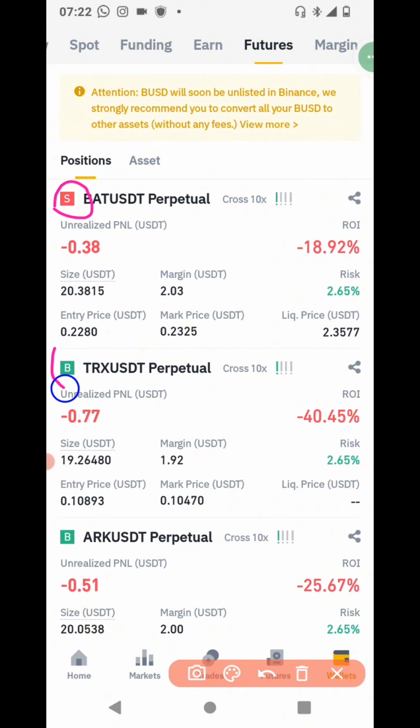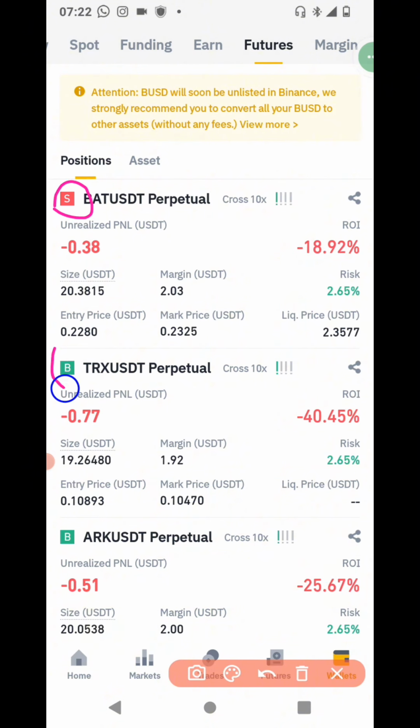Now our predictions for these two coins that are being traded are different. They are different because our analysis and predictions are different. For the BAT USDT, what we're saying is we are anticipating the market will go down. We are saying the market is going to go down. So we want to make money when the market is going down. That is what we are telling the exchange.